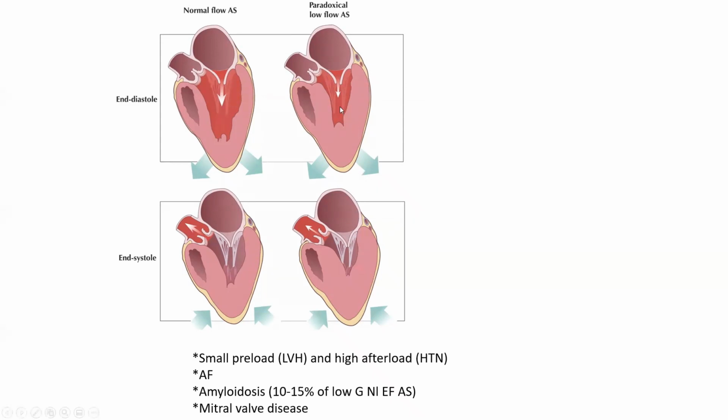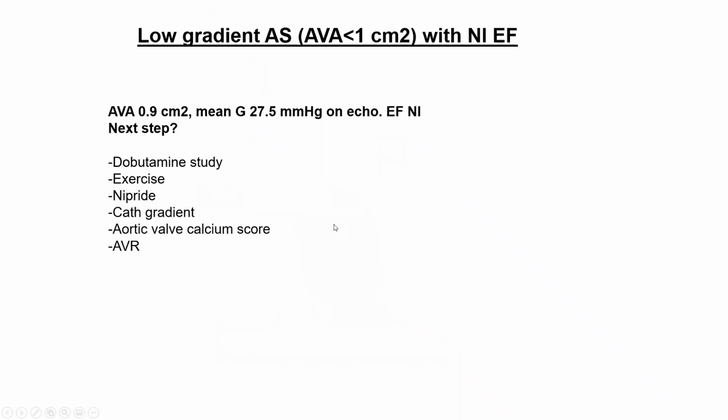Actually, dobutamine will make it worse. You give dobutamine to those patients, you shrink diastole, you further reduce their preload. And you could potentially reduce their gradient by giving dobutamine. You can make them hypotensive by giving them dobutamine, because the issue is a small preload, high afterload. It's not improved by dobutamine. So what you need to do in this case, it is not unreasonable to do exercise and nipride.